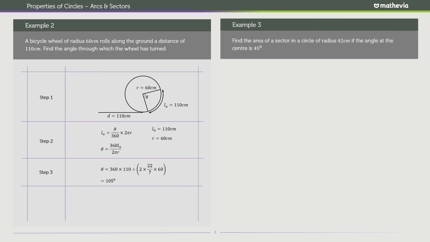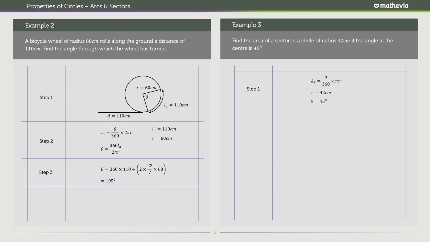Final example: find the area of a sector in a circle of radius 42 centimeters if the angle at the center is 45 degrees. So we just have 45 divided by 360 times pi r squared, and when we do that we end up with an answer there. And yeah, that's it. Very simple, very straightforward. So just something you need to remember for the arcs and the sector.